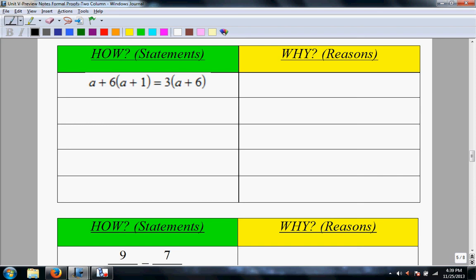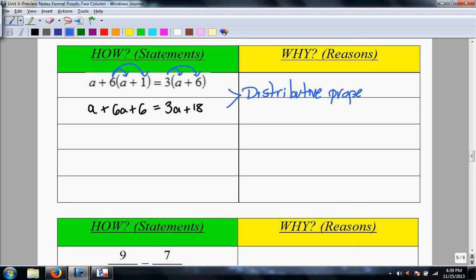Okay, let's see how you did. So if you're going to solve this step by step, let's go ahead and work this out. Of course, we distribute both of these. So that is going to be a plus 6a plus 6 equals 3a plus 18. Now the reason you can take that step is because of the distributive property.